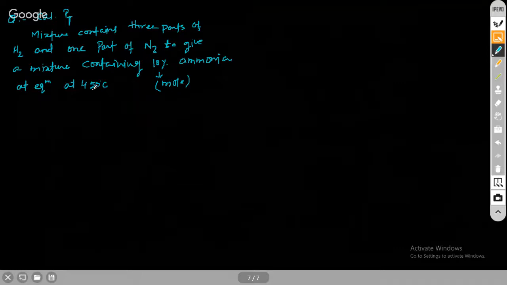At this temperature, the Kp is given. It is the experimental value, so it should be given. It is 1.6 into 10 to the power minus 4 atm. Try this one.